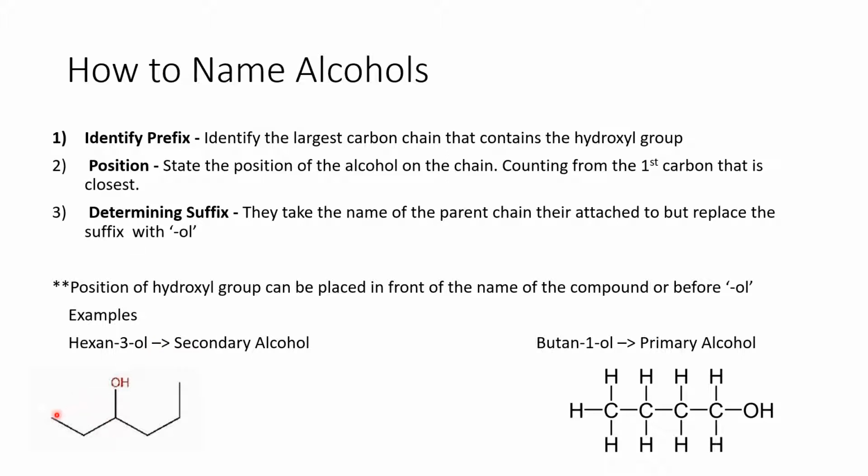When it comes to naming, it's fairly simple. You state the number of carbon atoms in the parent chain that contains the hydroxyl group, so it's 6 here. You state the position of the hydroxyl group, and then the suffix always ends in -ol, so it's hexan-3-ol. Here, you've got 4 carbons, so it's butan, 1 is where the hydroxyl group is, and then the suffix ends in -ol, so it's butan-1-ol.